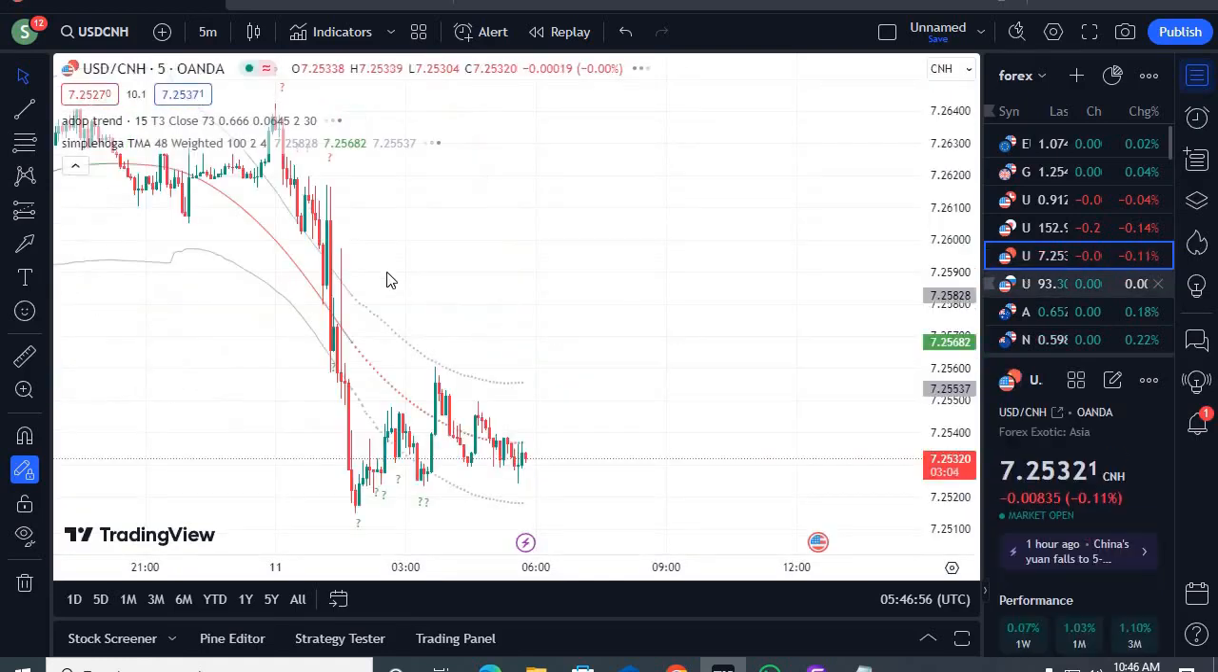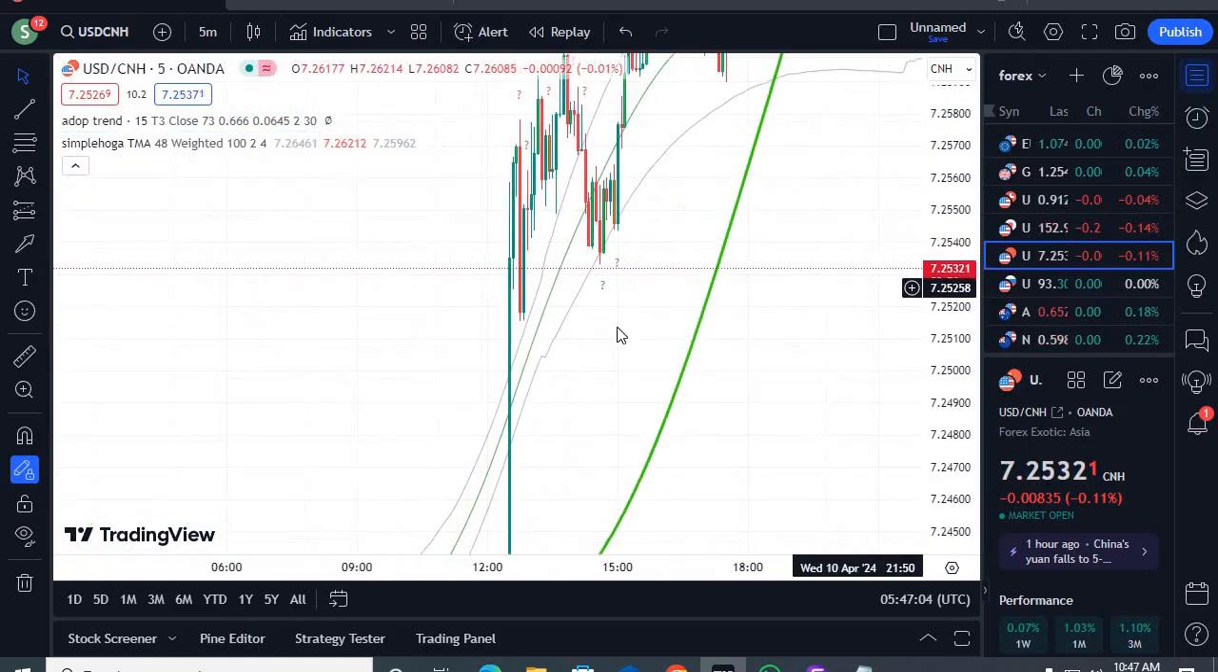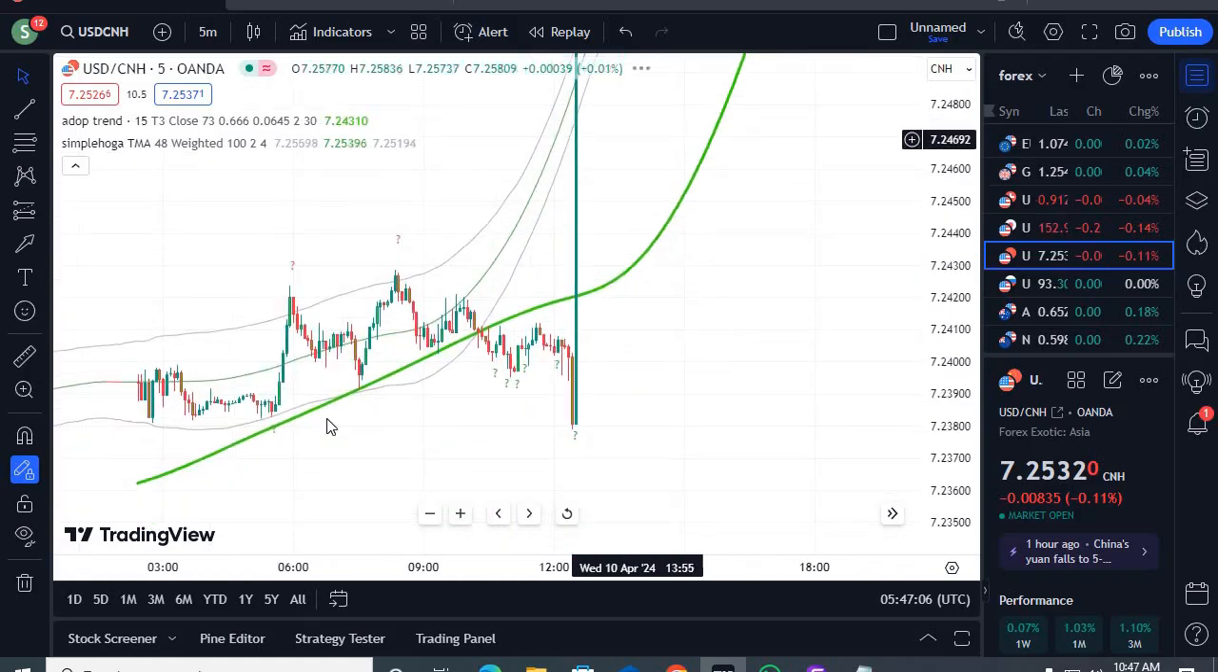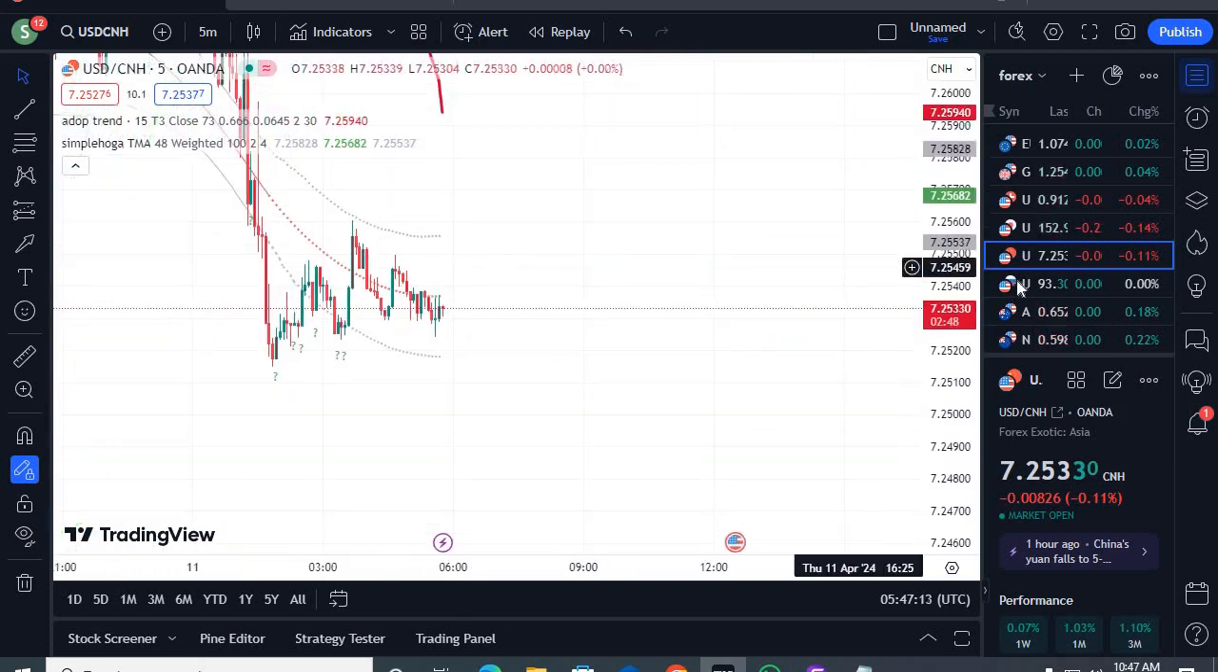We are looking for the exact signal. Yes, see this one. This adopt trend line crosses the upper band line. You get the sell signal. You can go for the sell trade, book your profit. Then you can go for the buy trade, and again the buy trade. And all the signals are 100% profitable.